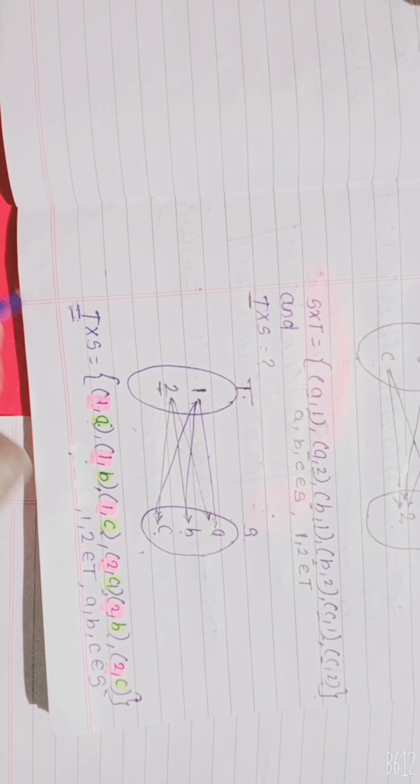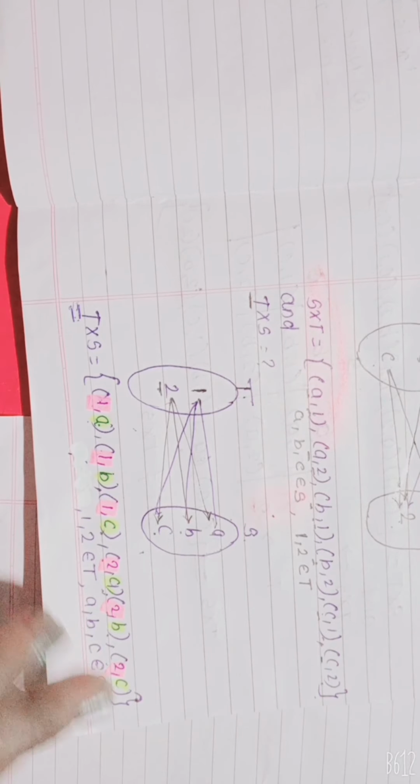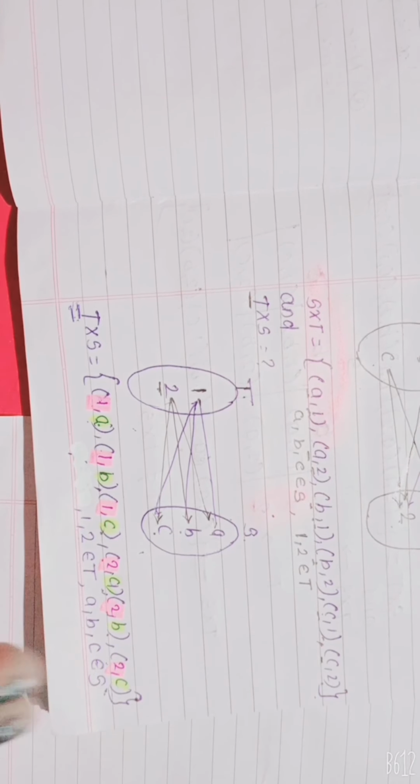Okay, we have to remember that in the case of the Cartesian product, all the first elements are from the first set. All the first elements are from the first set of the Cartesian product, and all the second elements of the ordered pair are from the second set of the Cartesian product here.